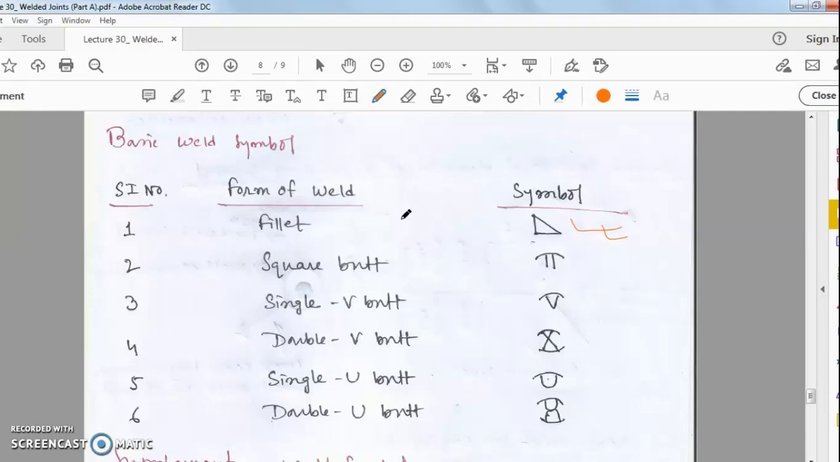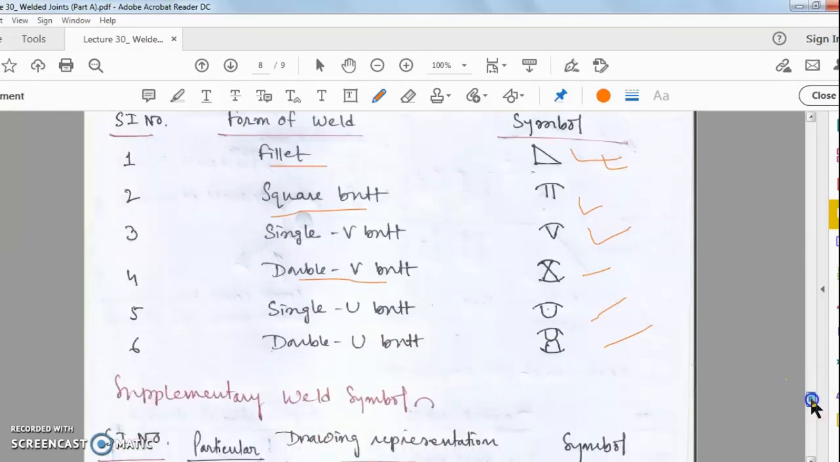Okay. So if it is the symbol of fillet, this is the symbol of square bar joint. This is the symbol of single V-bar joint. Symbol of double V-bar joint, single U-bar joint, double U-bar joint. Just remember, just go through those symbols.